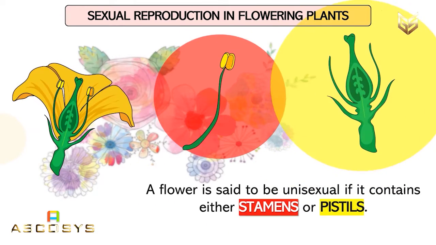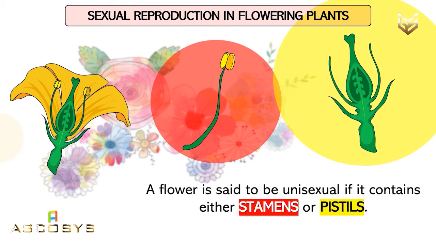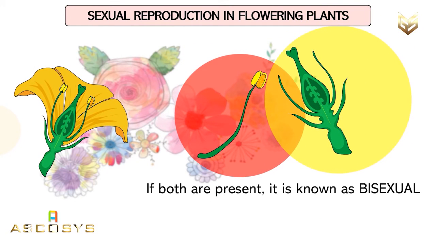So a flower is said to be unisexual when it contains either the stamen or the pistil. Whereas when both the stamen and pistils are present, then we call that flower as the bisexual flower.